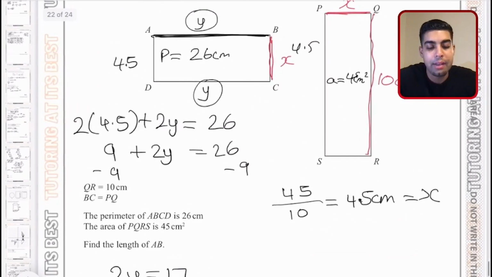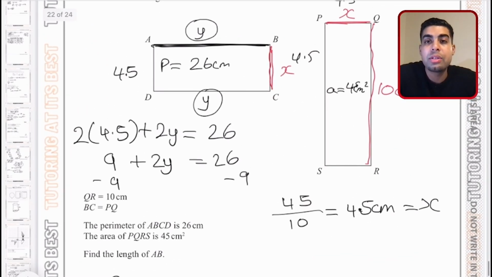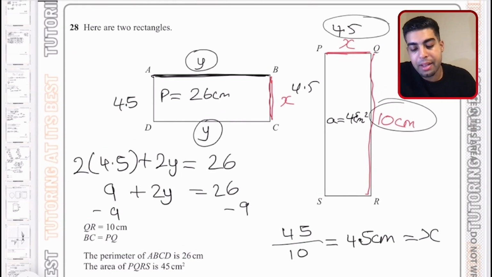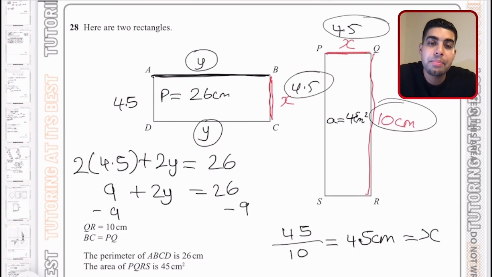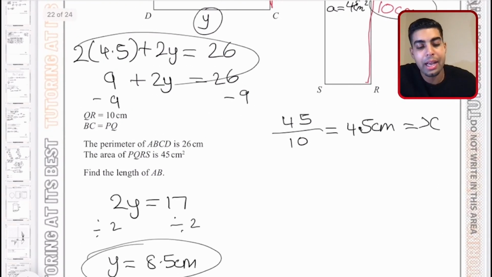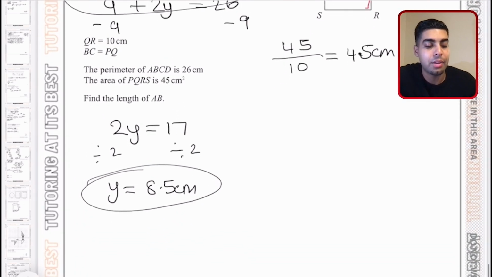So what have I done? I've divided my area, which is 45, by the value that was given, which was 10, in order to get my width, which is 4.5. I know that these 4.5s link well with both rectangles. And then I substitute that information in order to find out the length of my smaller rectangle, which again is 8.5 centimeters.